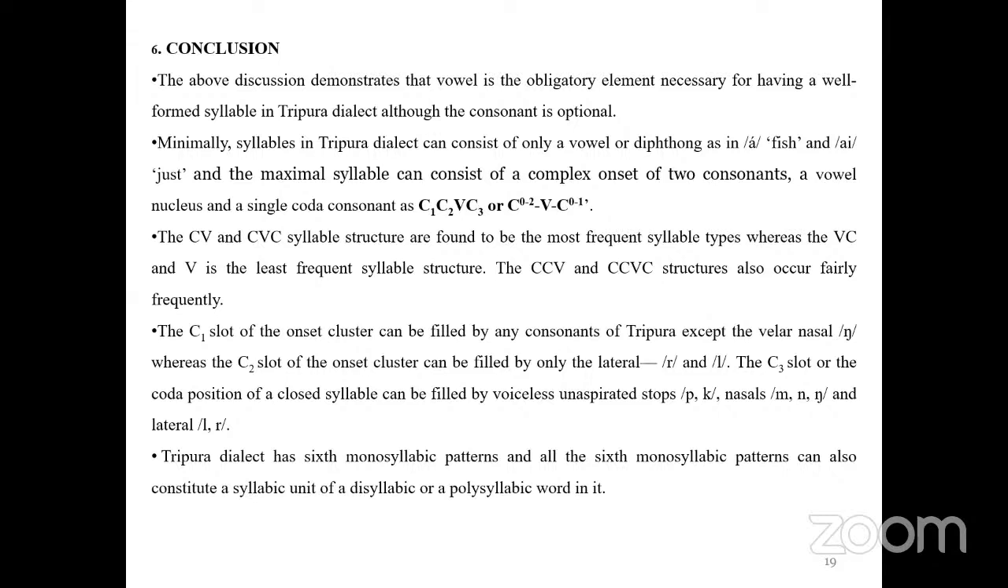The C1 slot of the onset cluster can be filled by any consonants of Tripura except the velar nasal N, whereas the C2 slot of the onset cluster can be filled only by the laterals, that is Ra and La. And the C3 slot, or the coda position of a closed syllable, can be filled by voiceless unaspirated stops, that is Pa, Ka, and nasals Ma, Na, N, and laterals La and Ra.